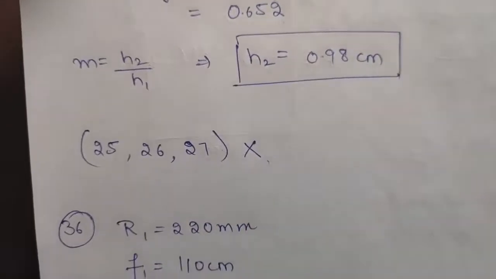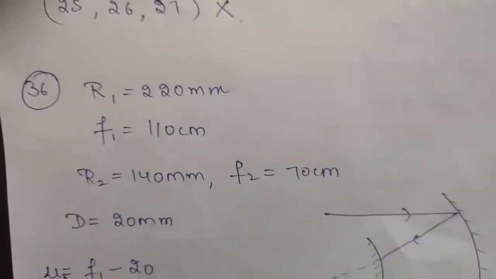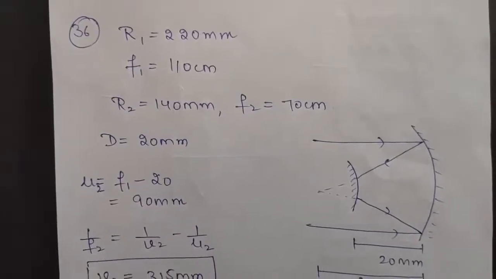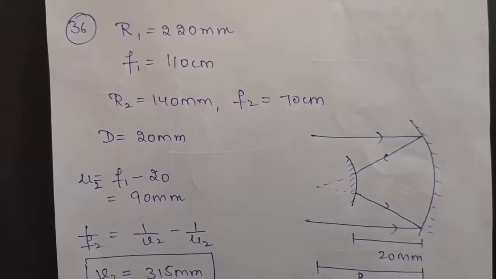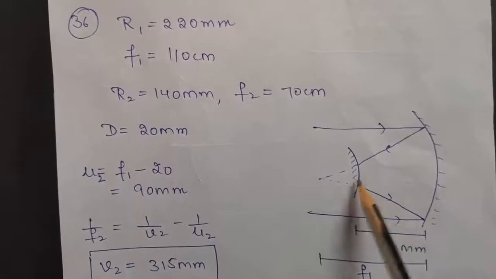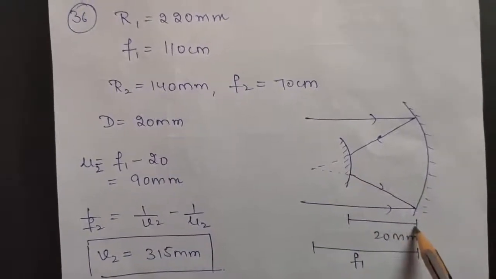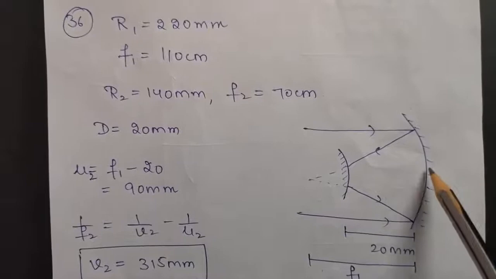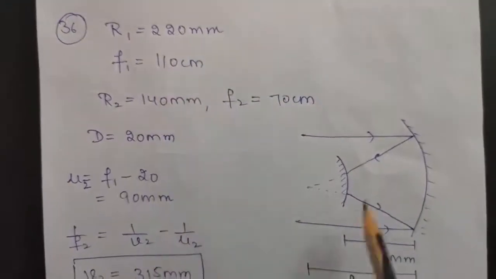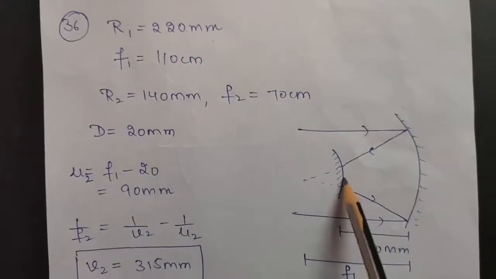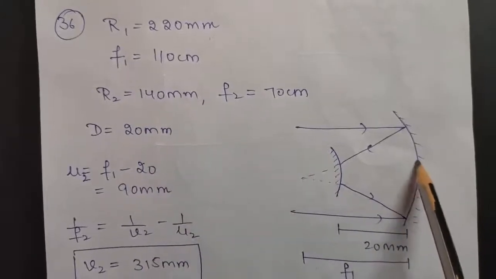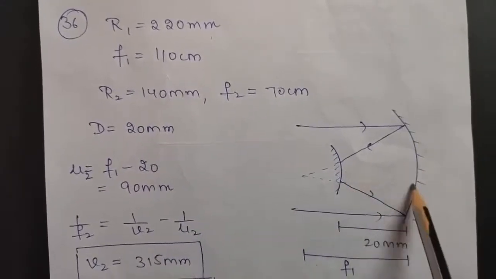Okay, so now next is question number 36. Question number 36 says a telescope uses two mirrors as shown in the figure. Such a telescope is built with the mirrors 20 centimeter apart. That is, you are given two mirrors at a distance of 20 centimeter apart. The radius of curvature of the larger concave mirror is given to be 220 millimeter, and the radius of curvature of this small mirror is given to be 140 millimeters. So I am denoting them by R1 and R2 respectively for the mirrors.